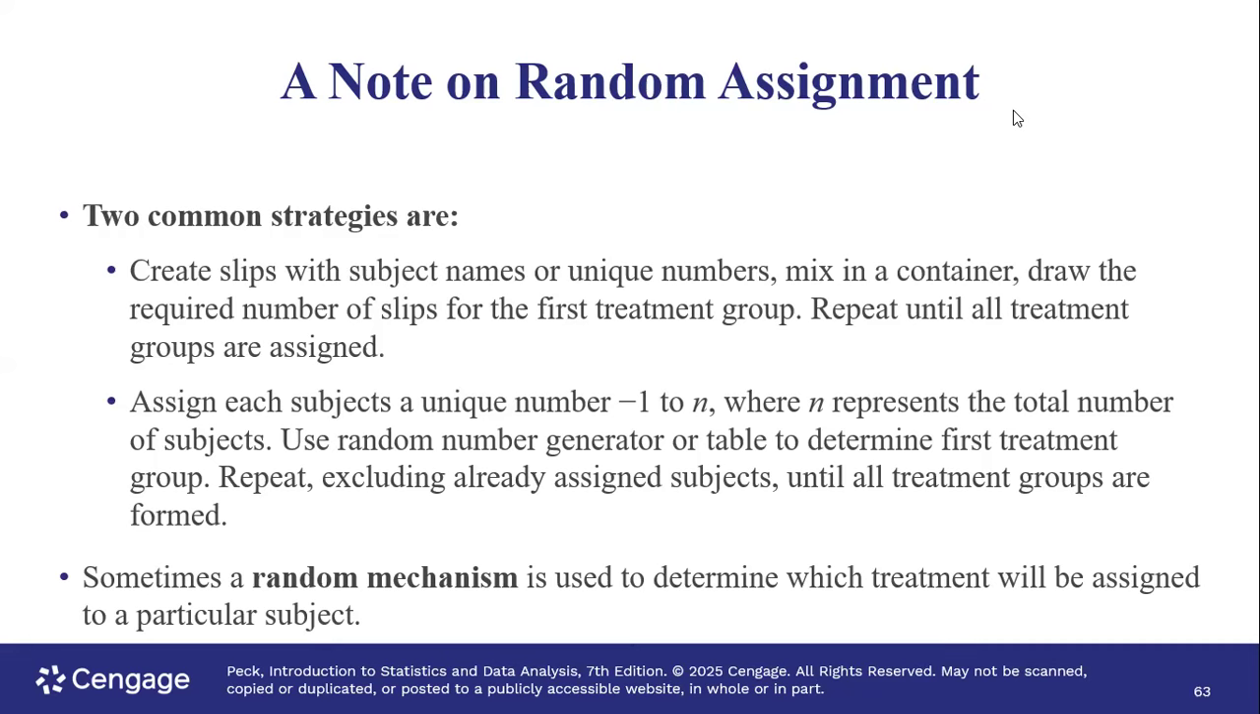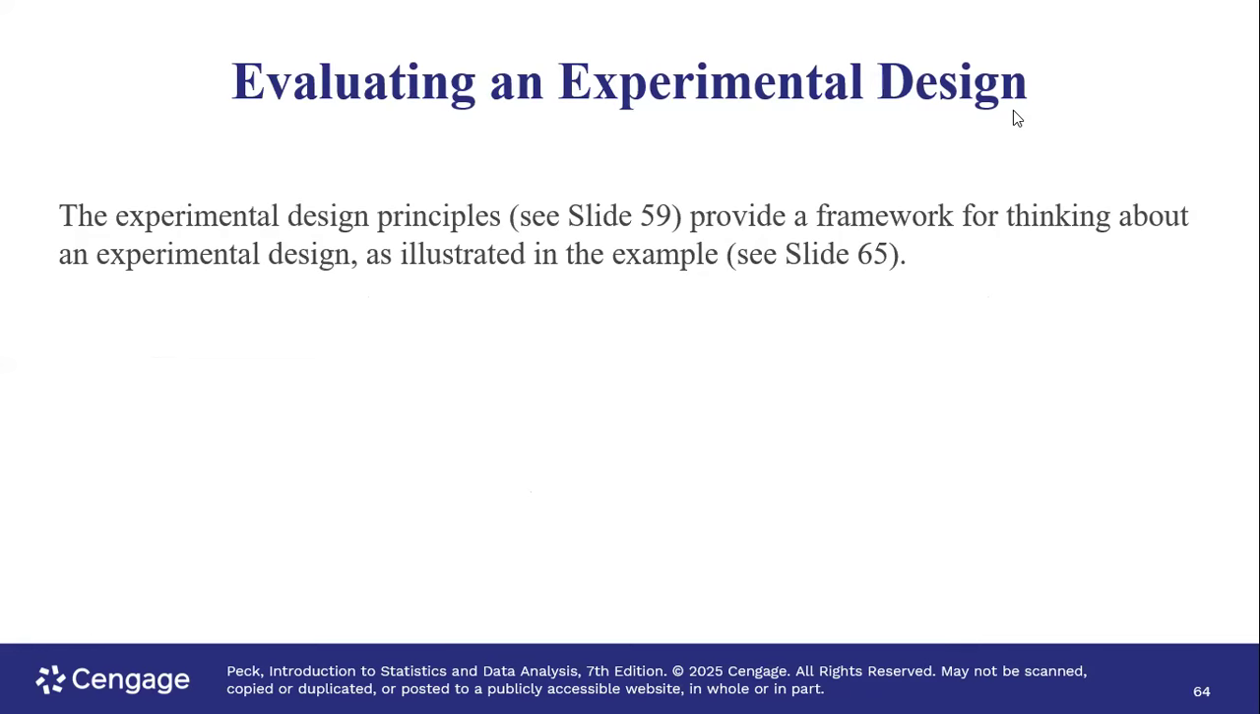This is the way we generate a simple random sample of size 30. Why random? Because there is no preference shown to any student. Why simple? Because the process is simple. Sometimes a random mechanism is used to determine which treatment will be assigned to particular subjects.